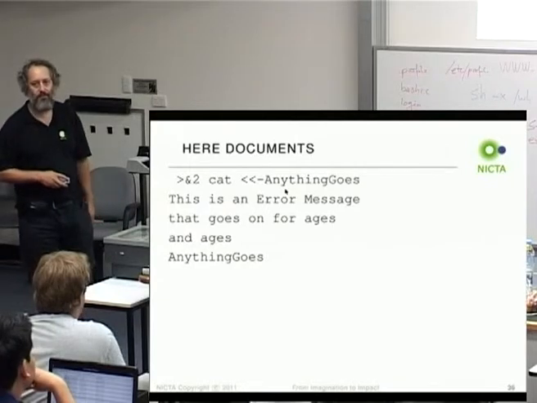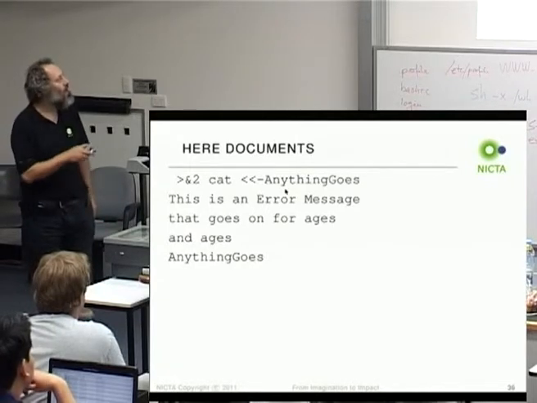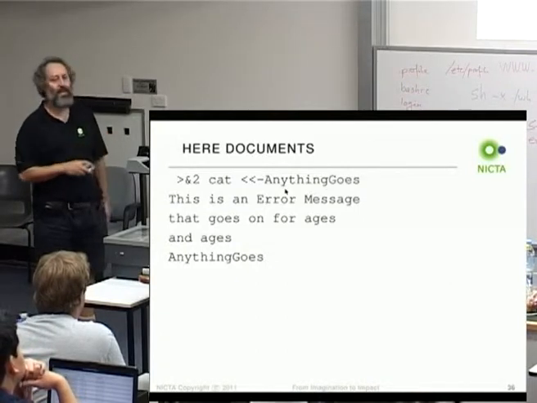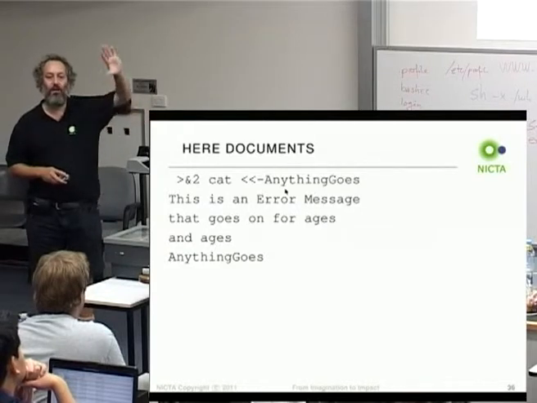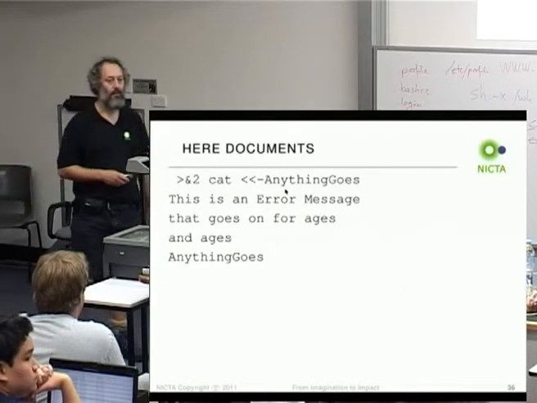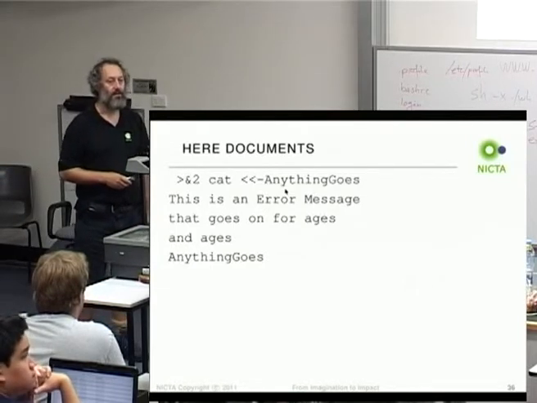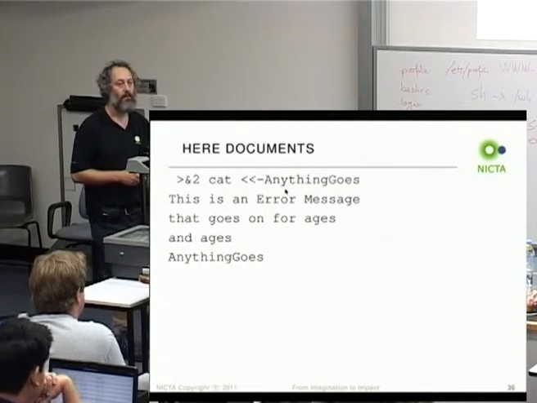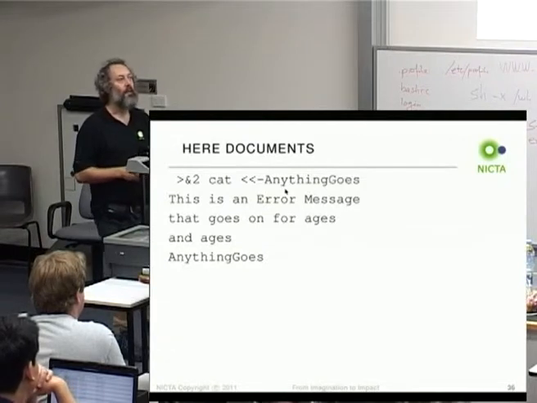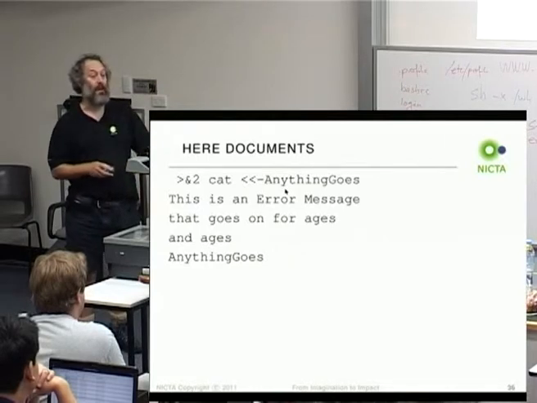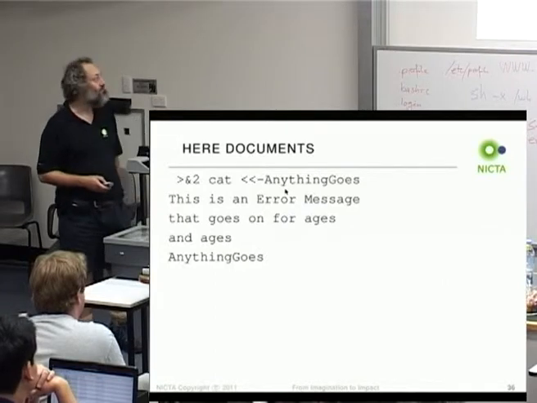Is that minus sign up there meant to be there? Yes, it is. The minus sign says strip the tabs off the beginning of the line so you can indent it and make the whole thing look pretty. Sorry? If anything goes was at the end of the line or in the middle of the line, would it still stop there? No. Anything goes has to be the first thing on the line. If you've got the dash there, it can be the first thing after a tab. But it's got to be the first thing on the line that's going to be read.